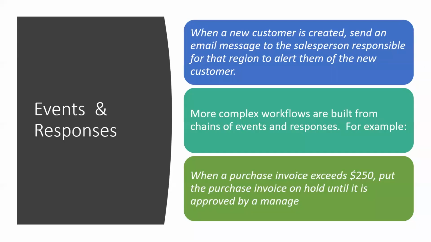What are the types of events and responses that we are talking about? Sometimes when a customer is created, send an email message to the salesperson responsible for that region to alert them of the new customer. This could also include important changes, such as a credit memo for AR, or the credit limits for AR, and so on. More complex workflows are built from chains of events and responses. For example, a purchase invoice exceeds 2,215, so the purchase invoice is put on hold until it is approved by a manager.